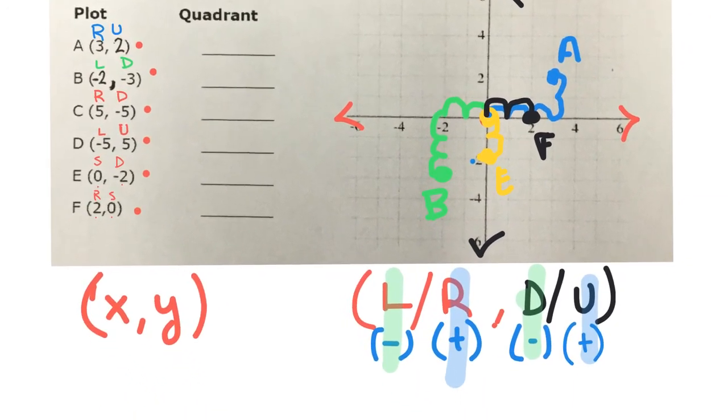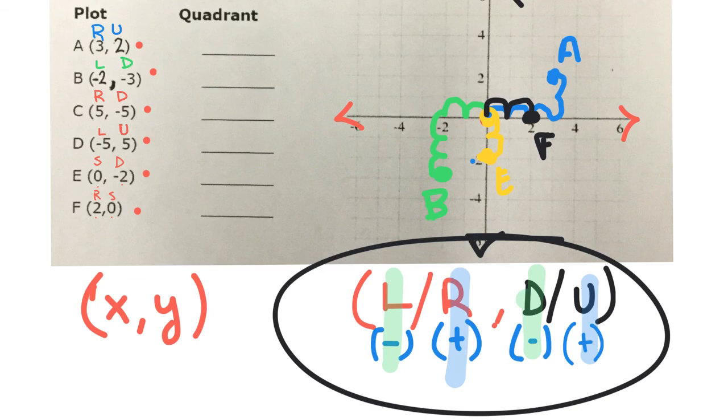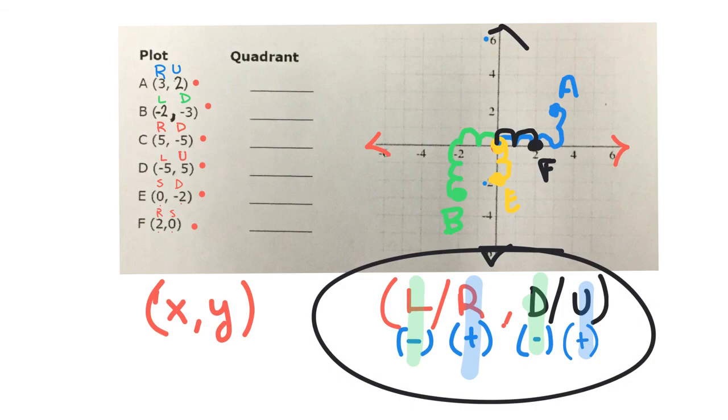Okay, so with our key right here, we can decode these directions and we can use them to place our points on the graph and figure out exactly where we need to go.